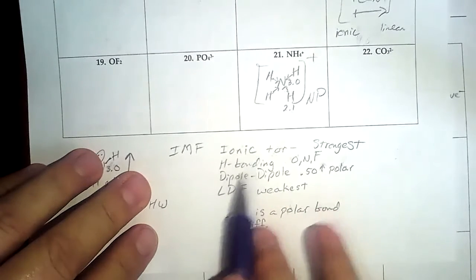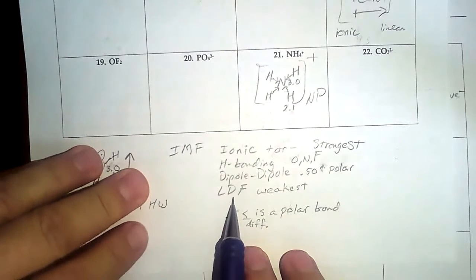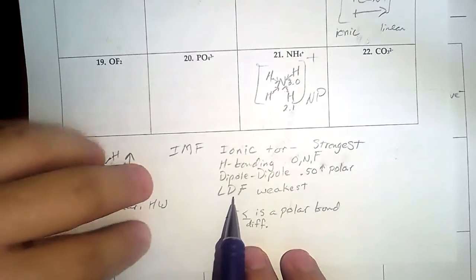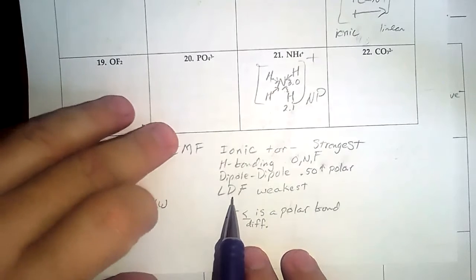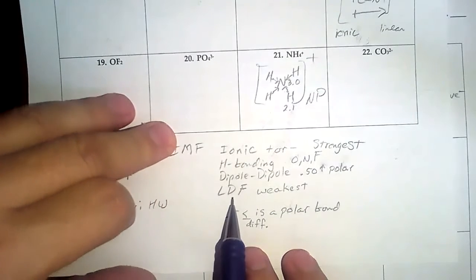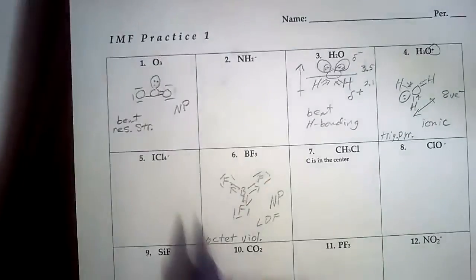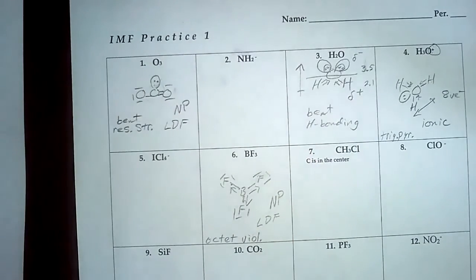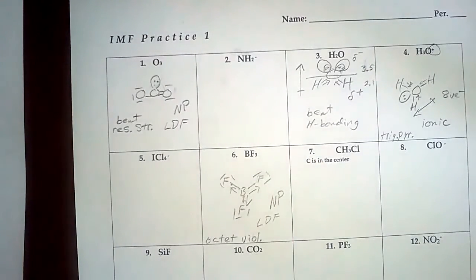So we get no, no, no. So we just put the weakest one. Everything has London dispersion forces. Everything can have that. So is that the strongest one? Well, this time it is. But it's the weakest. Yeah, but it's the strongest one that this one has. So we will put London dispersion forces as its strongest intermolecular force.